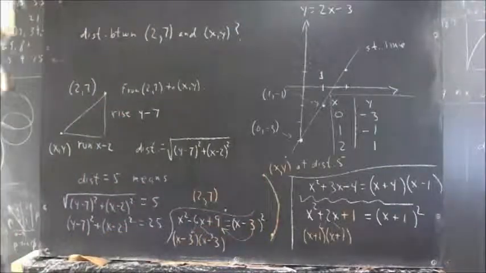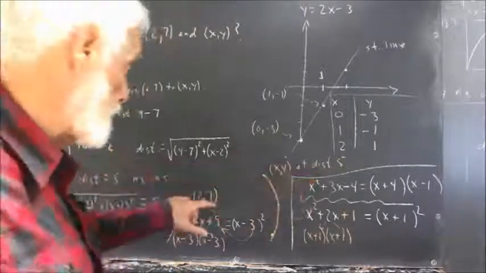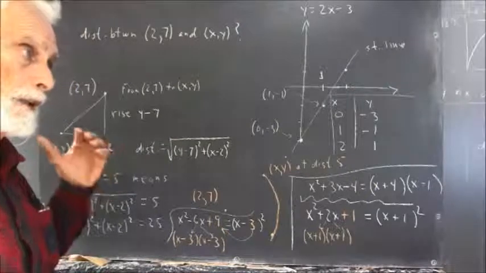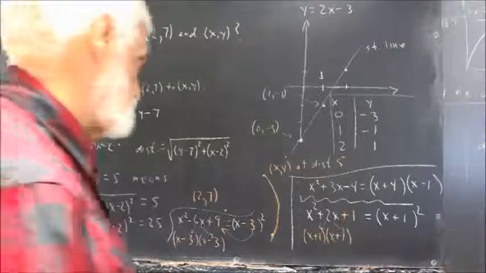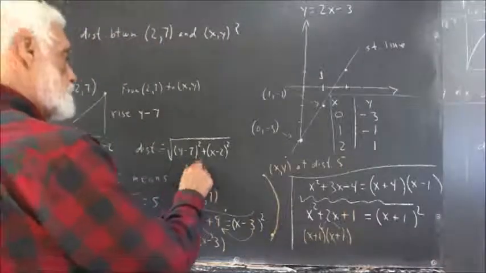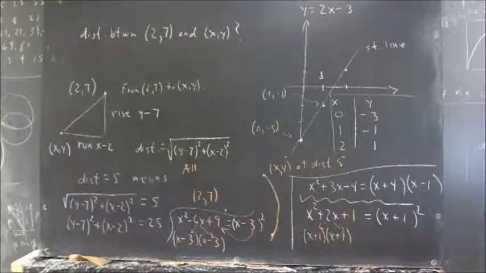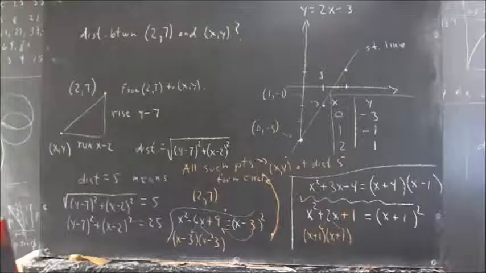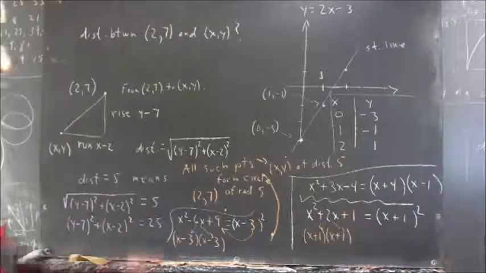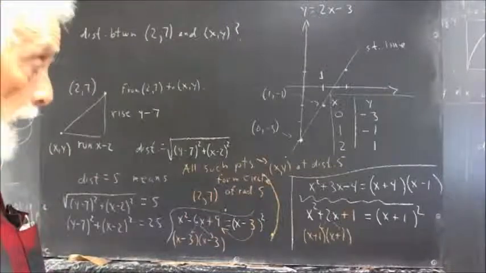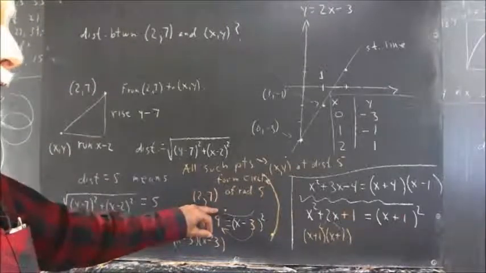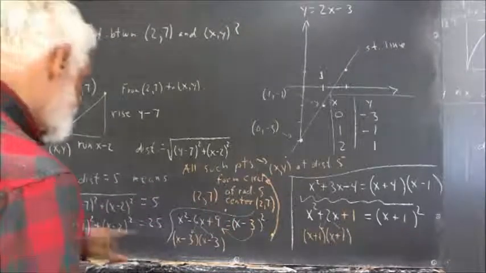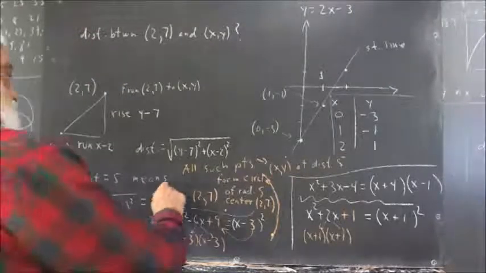Now, if we do that for all possible points that lie at distance 5 from (2, 7), what do we get? Well, we get a circle of radius 5 centered at (2, 7). I'll write that off the board so you don't have to sit there and watch me. So I say that all such points form a circle. And more than that, it's a circle of radius 5, and that circle is centered at the point (2, 7). And so I've written that in. And that circle has this equation. So here's the equation.